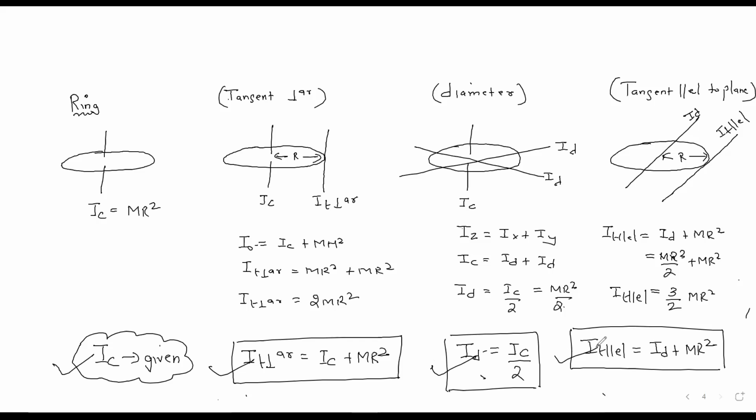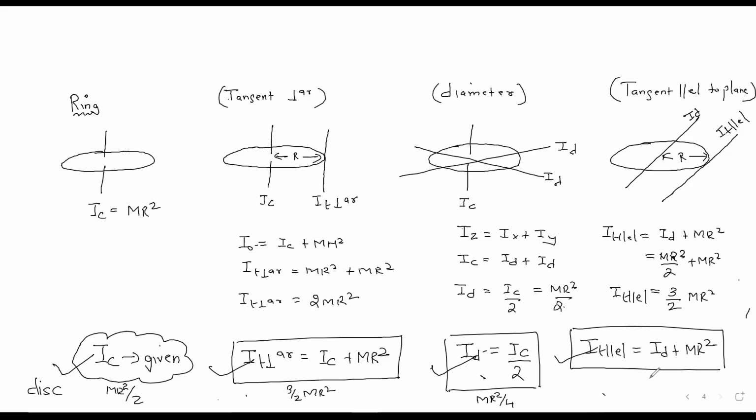Can anyone tell me each and everything for a disk? What is IC for a disk? Come on quickly, look at the square brackets and tell me directly. What is IC for a disk? MR square by 2. So for a disk, it is MR square by 2. What will I tangent perpendicular be? 3 by 2 MR square. What will ID be? MR square by 4. And what will I tangent parallel be?